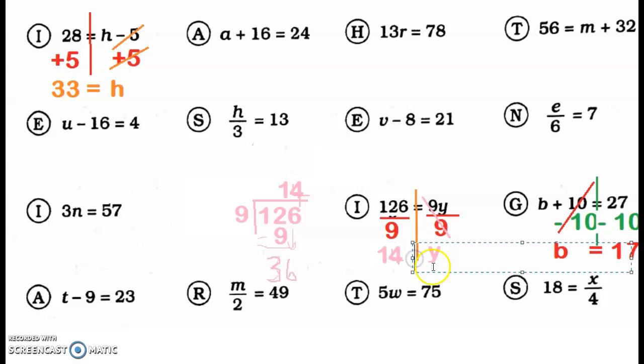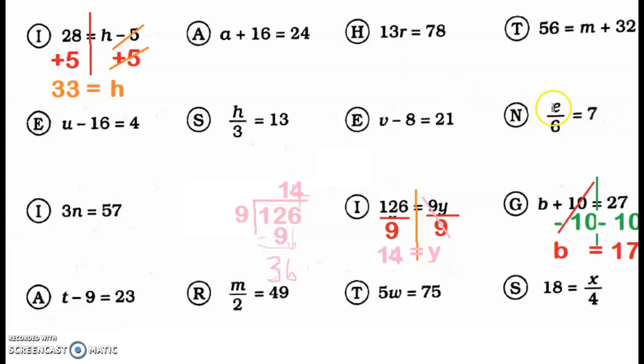Okay, so I've done the opposite of addition, which is subtraction. Opposite of multiplication was division. Opposite of subtraction was addition. So all I have left is one that has a division on it. And I don't see any. Oh, here we go. We have something that has division right here. So we have e divided by 6 equals 7.